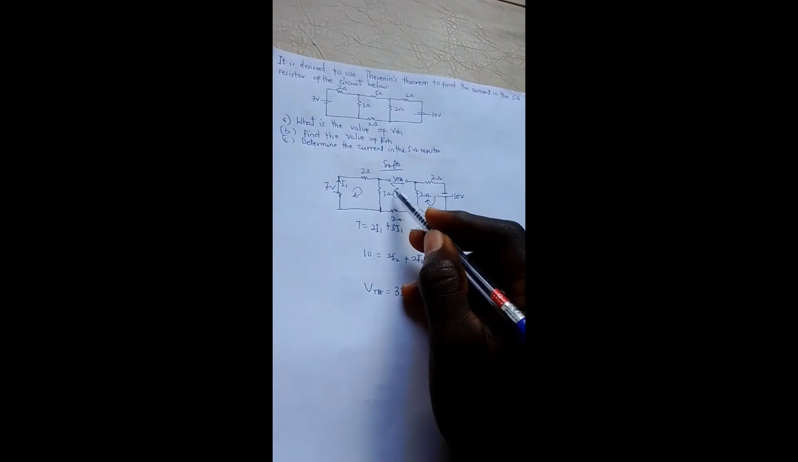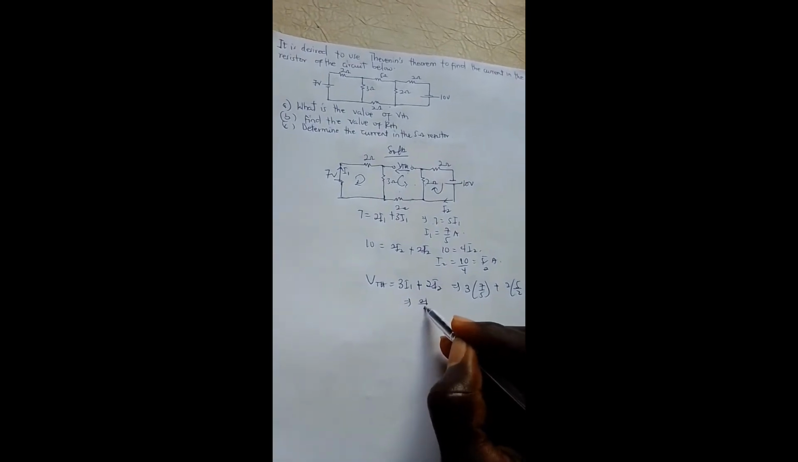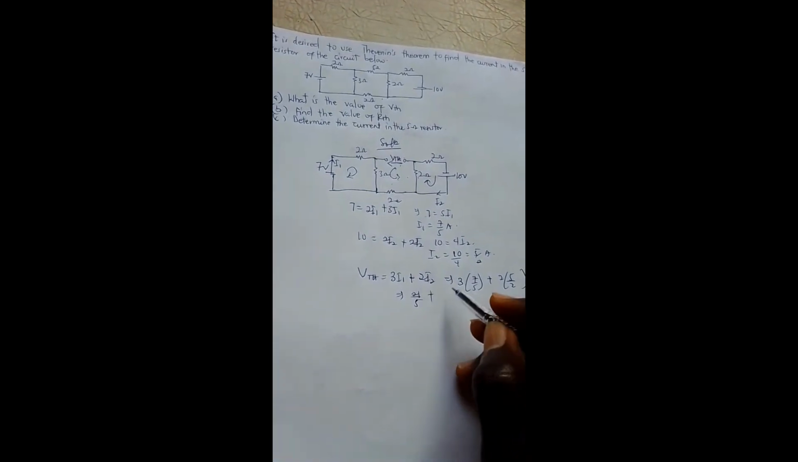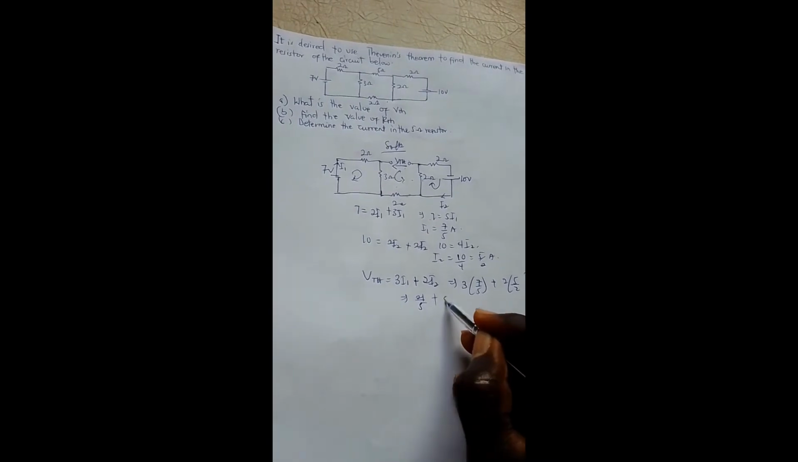So taking this loop, I'll get 3 multiplied by I1, which is the current through, but the 2 will be 0, so I'll not write it. Plus these two with the current I2, and this is the same as 3 multiplied by my I1, which is 7 over 5, plus my I2, 5 over 2, and this is the same as 21 over 5 plus 10. So here will cancel, I get 5.